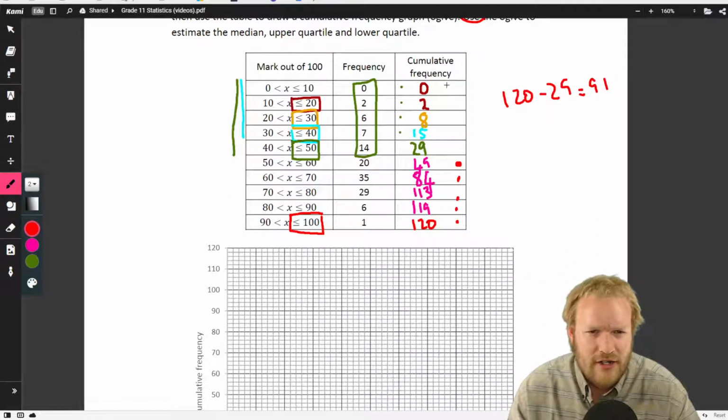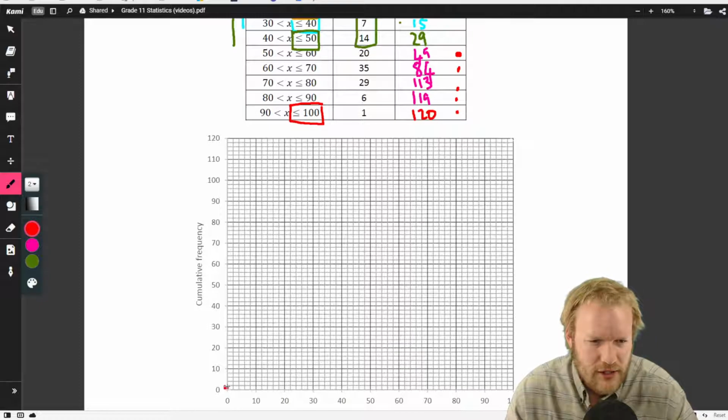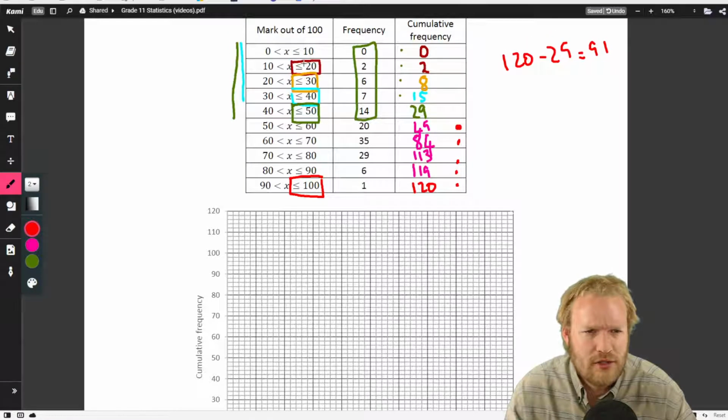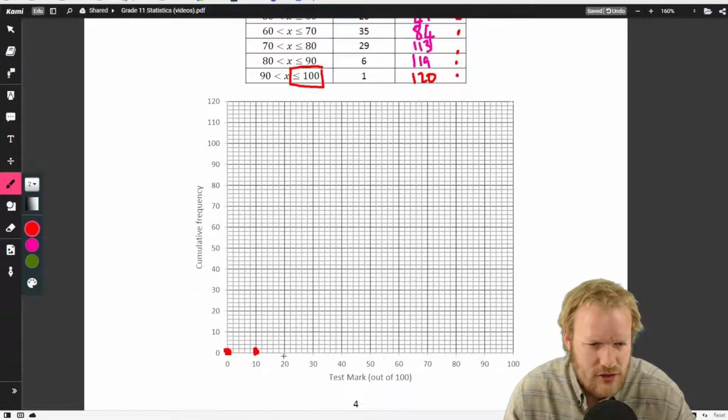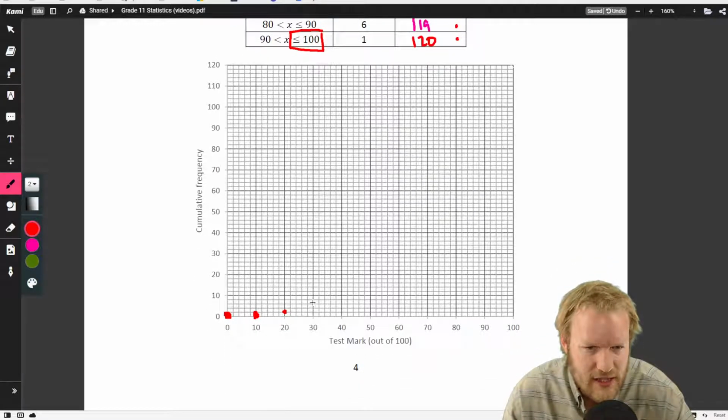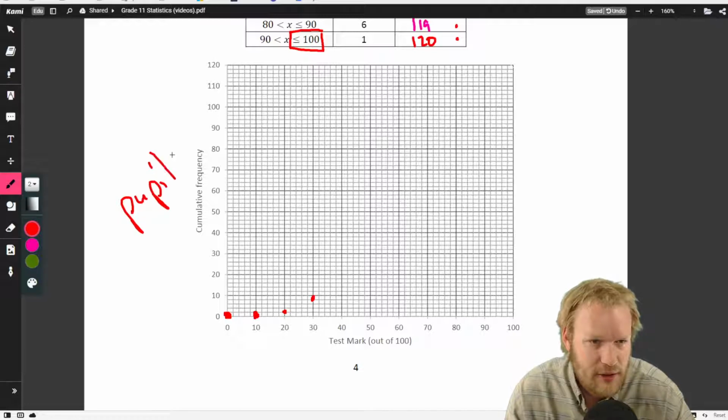So between 0 and 10 we had 0. So nobody got nothing. Up to 10 there were still no pupils. 2 pupils got up to 20. So up to 20 we've got 2 pupils. Now this goes up in 2, so that dot's going to be there. 8 pupils got up to 30. So up to 30 we should only be up to 8, because remember, here we can see this is our pupils and this is the mark.